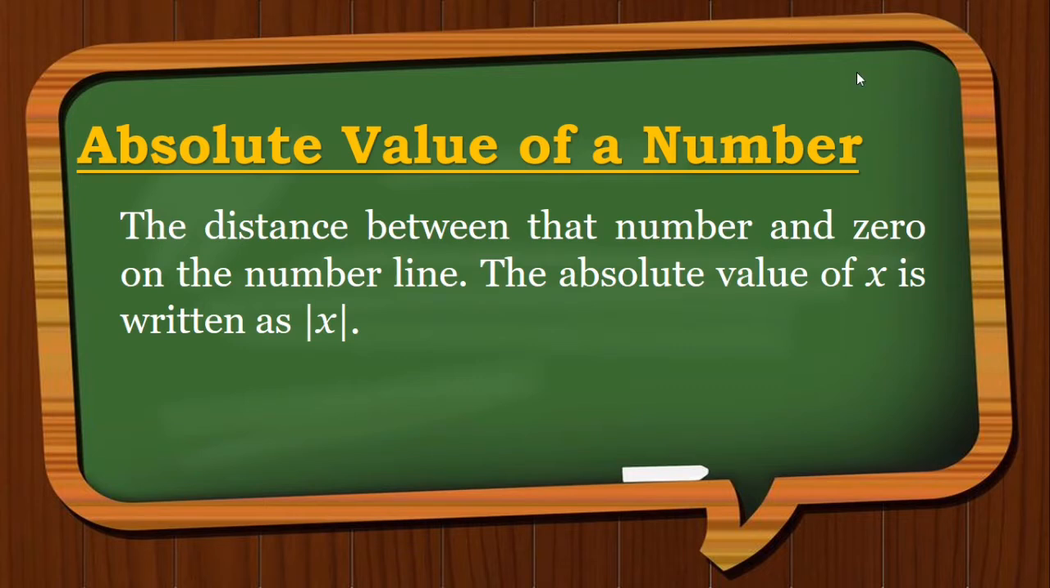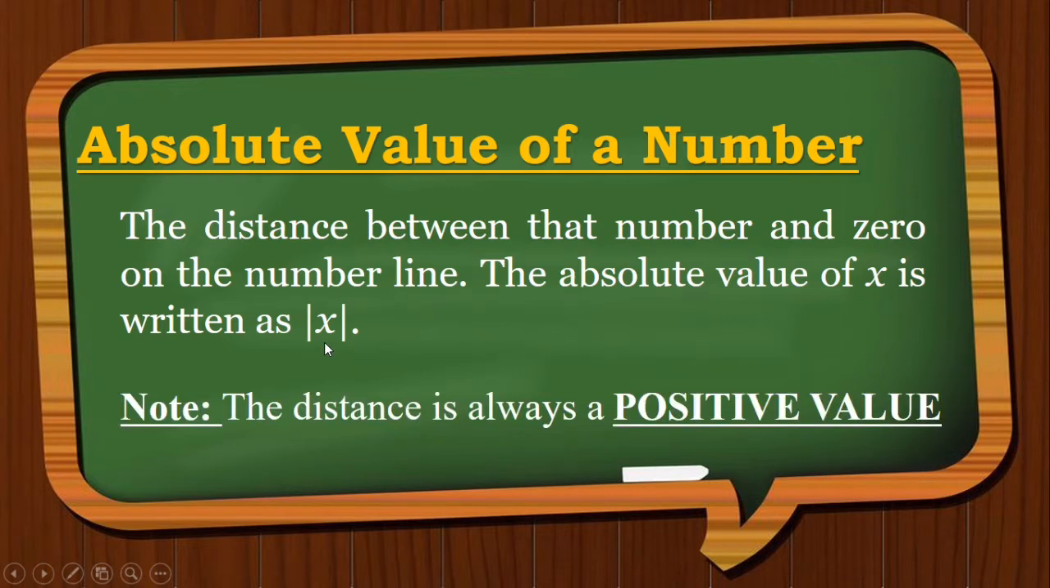And the absolute value of x is written like this: two vertical lines, and in its middle is the given number. So a number enclosed by two vertical lines. Ito yung way para ma-symbolize natin yung absolute value of a number.